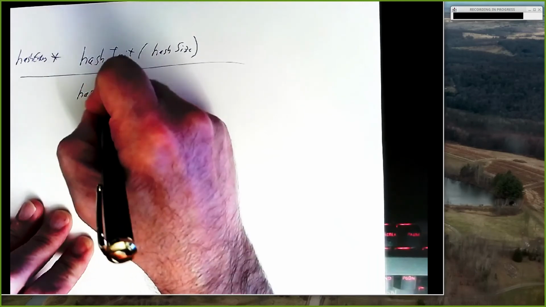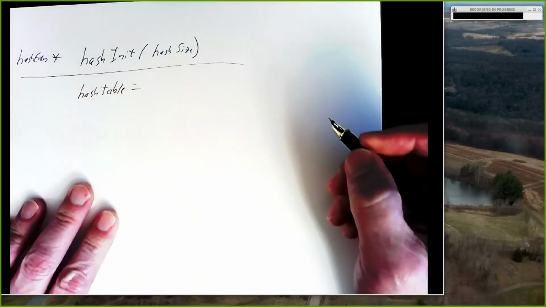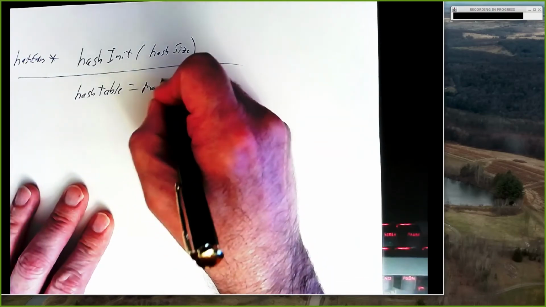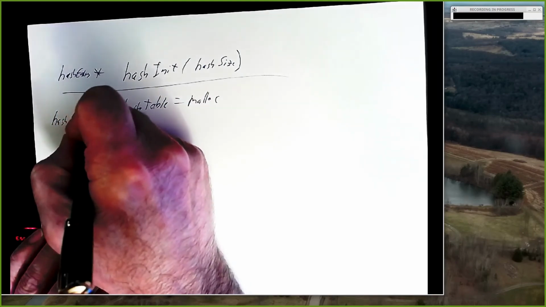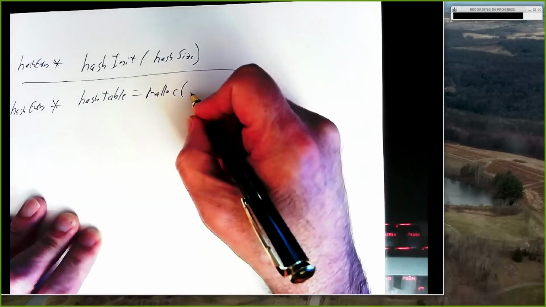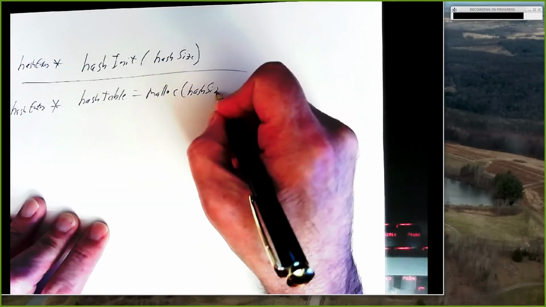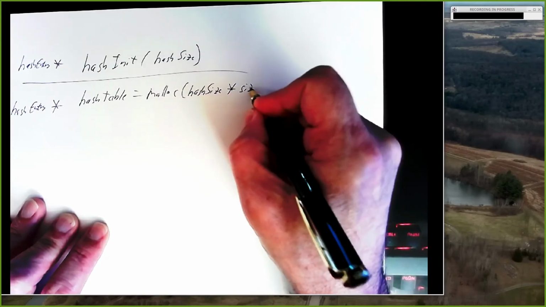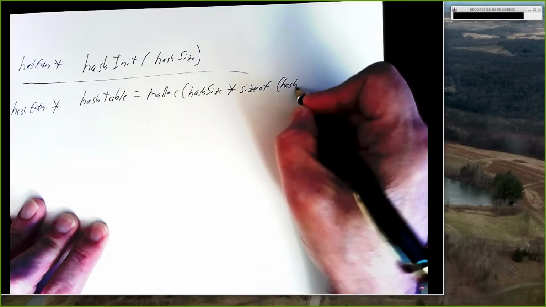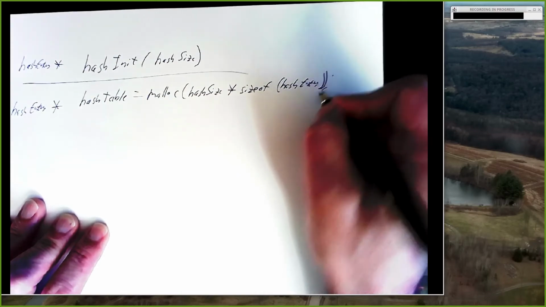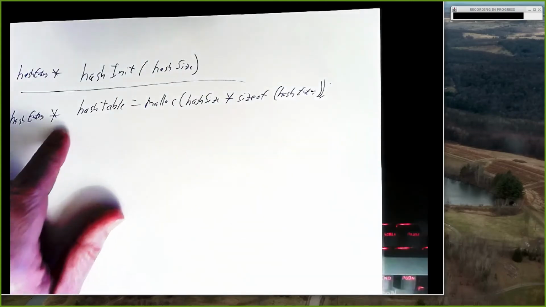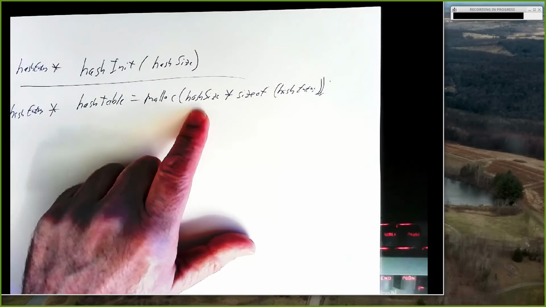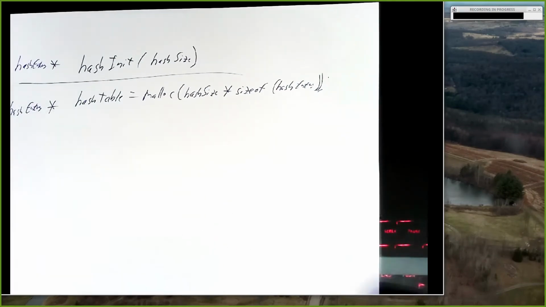All right, so what do we have to do here? Hash table equals. So let's make this an array of hash entry. Malloc hash size times size of hash entry. Alright, find how much space we need for a hash entry. Multiply that by the number of elements in the array, allocate that much space, set hash table equal to it.